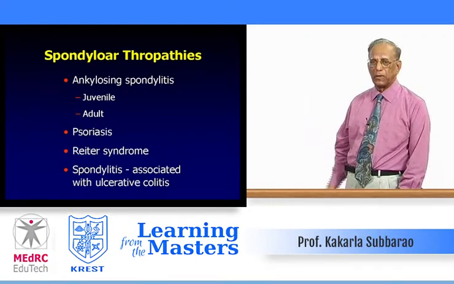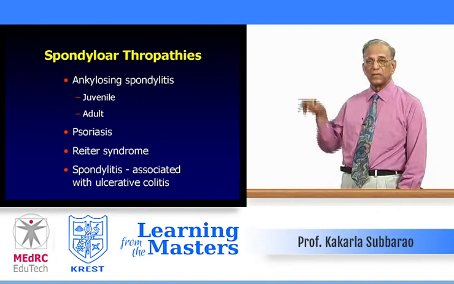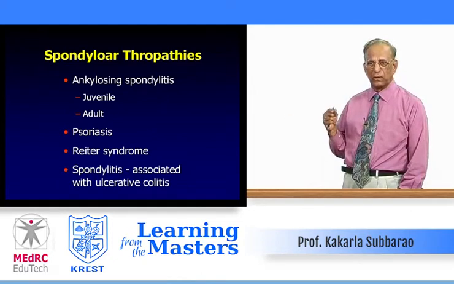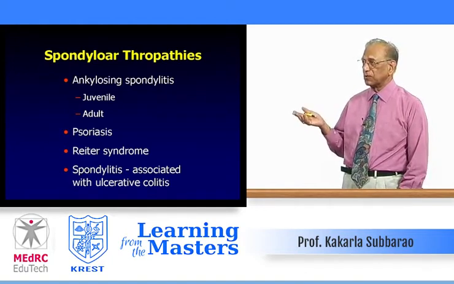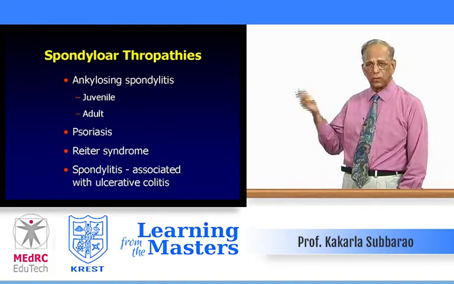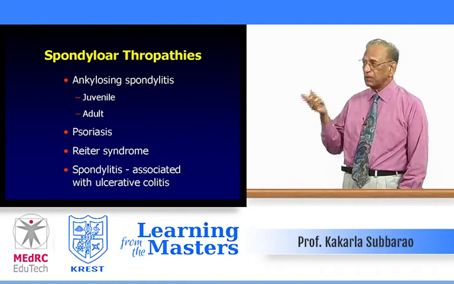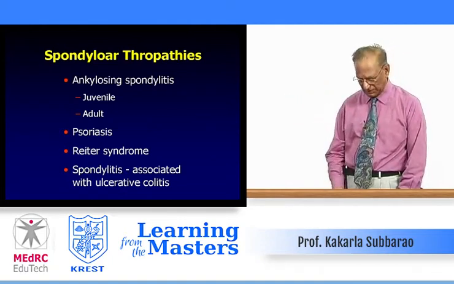Now we come to the important entity, spondyloarthropathies, that reflect changes in the thoracic spine. Ankylosing spondylitis, it could be juvenile or adult. Psoriasis, the skin changes. Reiter syndrome. Spondylitis associated with inflammatory bowel disease, not only ulcerative colitis but Crohn's, dysentery, or in women, pelvic disorders, may also produce similar changes that you see in ankylosing spondylitis.